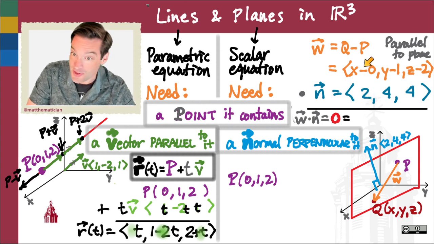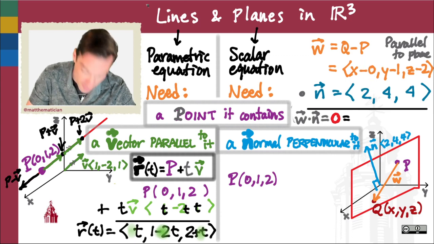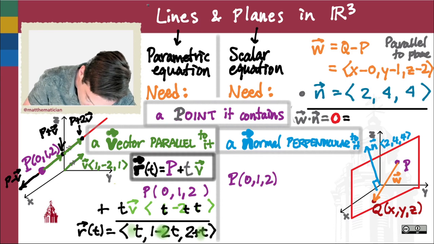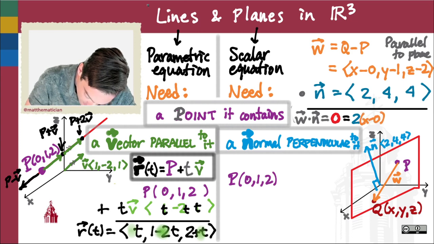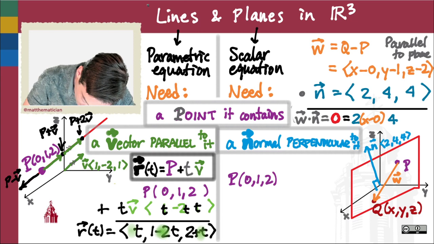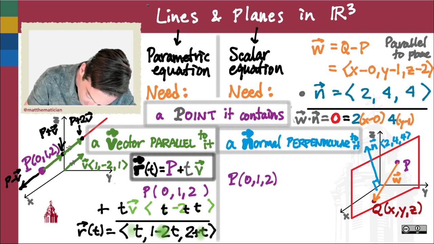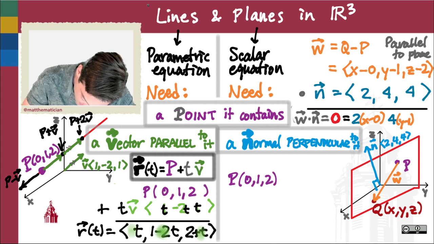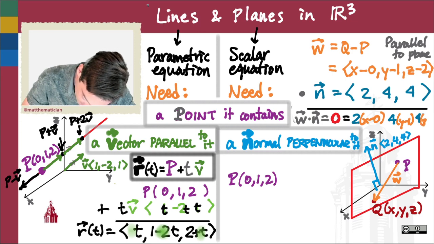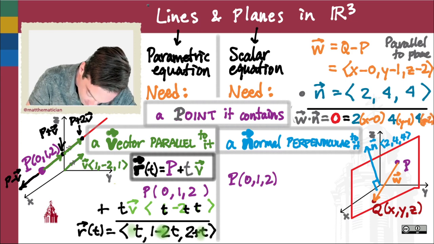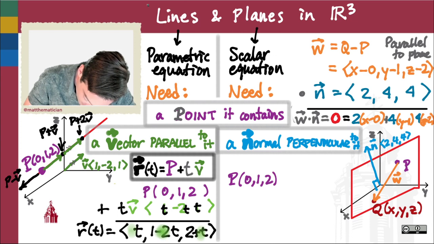To do the dot product, I'll just multiply the corresponding components. The x component is x minus 0 multiplied by 2, so that's 2 times the quantity x minus 0. Then I do the same thing with the y component, 4 times the quantity y minus 1, and with the z component, 4 times the quantity z minus 2. Running out of space over here. And then to finish the dot product, I just need to add all of those together.